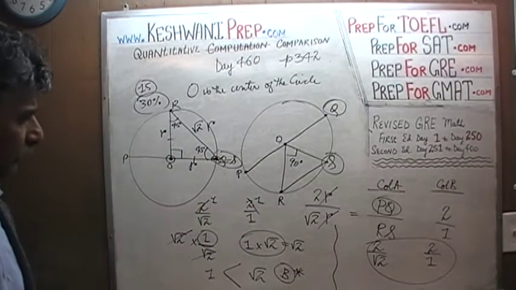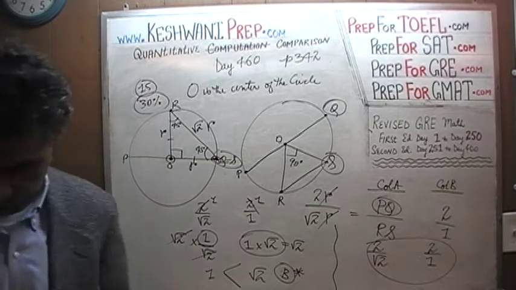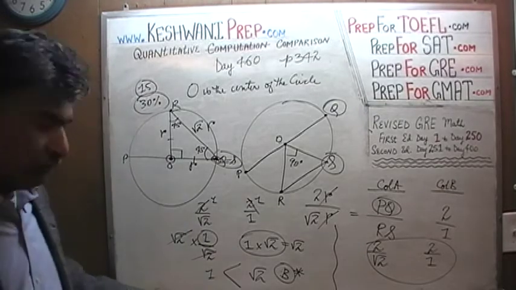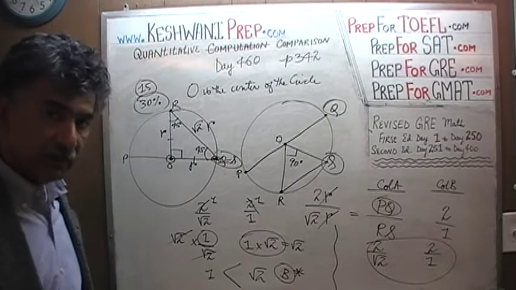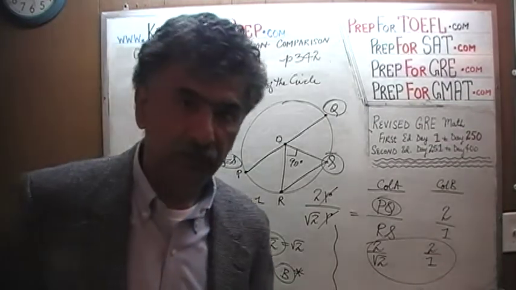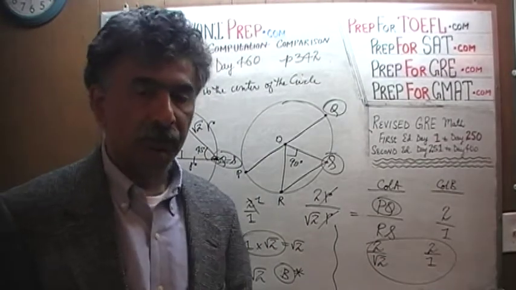I hope you're able to read that, but that's what it is. The answer is B, because at the end we are comparing 1 versus root 2, and of course root 2 is bigger. How much bigger? We don't really need to worry about it. Root 2, obviously, is going to be more than 1.